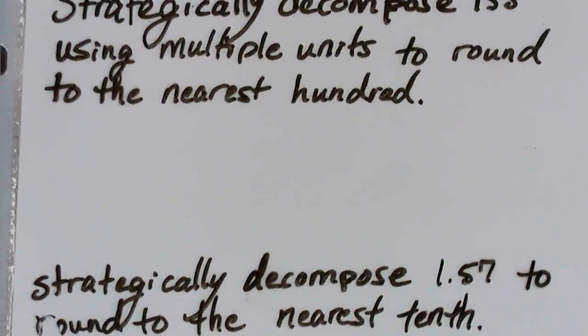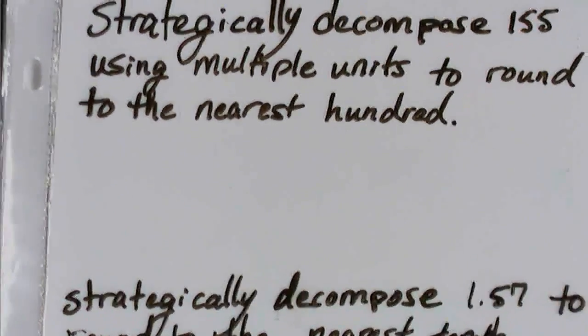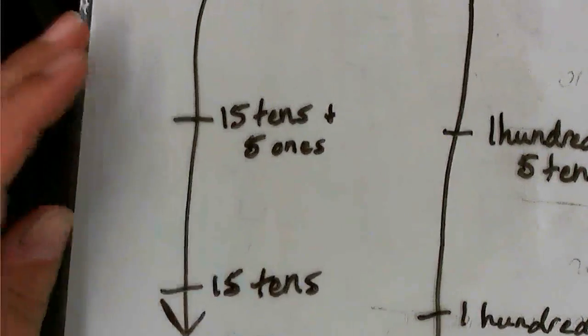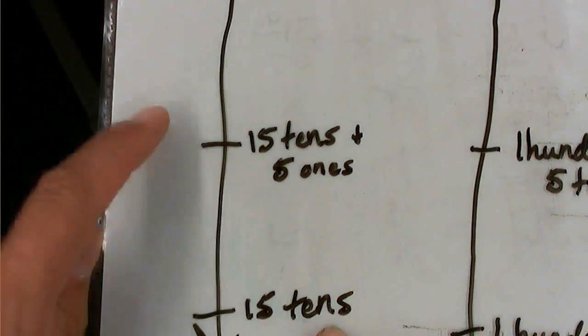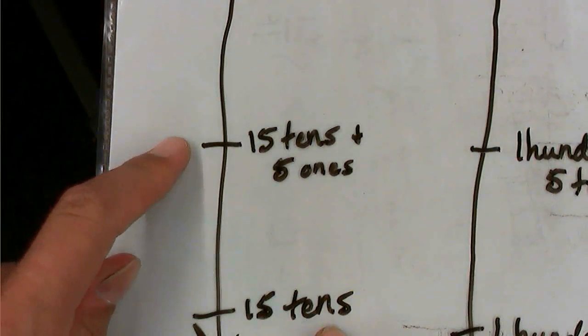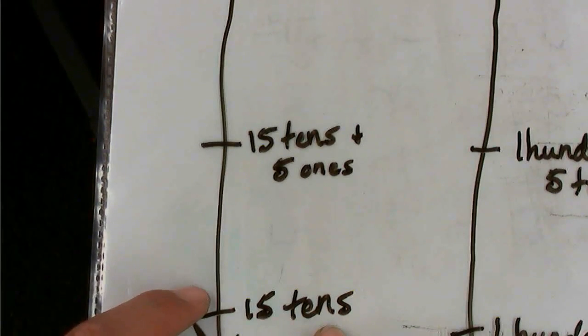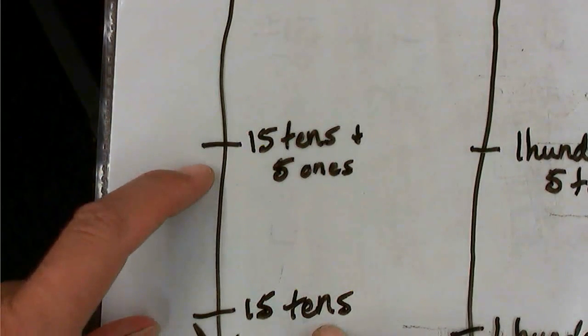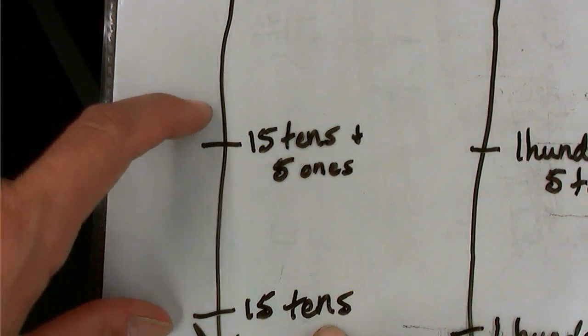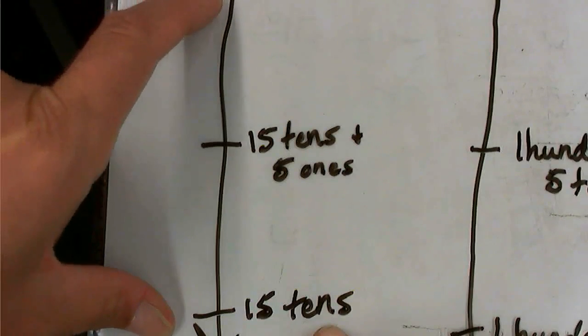So when we start thinking about what this is asking us to do, which was to use multiple units and then round to the nearest 100, we want to think about how close we are to the next 100 up. If we use a vertical place value chart, that's what this one's called, we know that we had 15 tens. Do you remember that? We had 15 tens. We also had 5 more ones. So here you'd have 15 tens and 1 one, 2 ones, 3 ones, 4 ones, 5 ones, 6 ones, 7 ones, 8 ones, 9 ones.